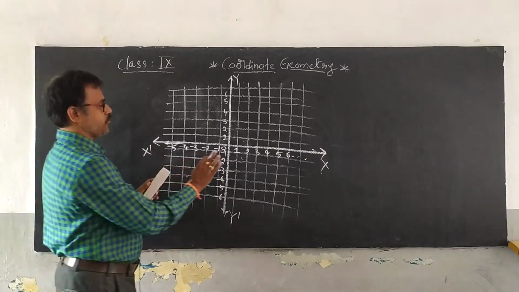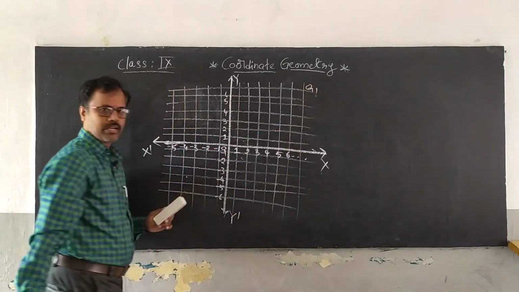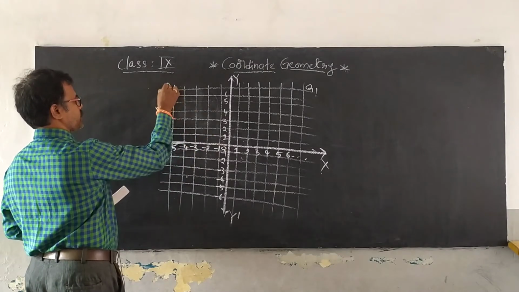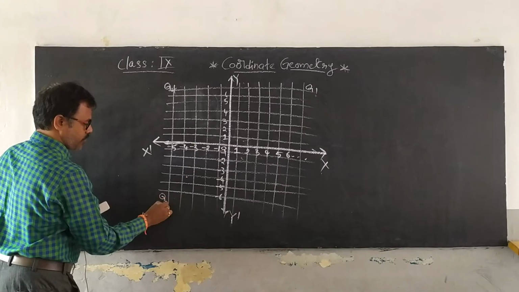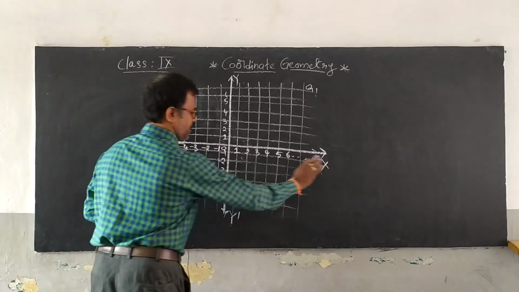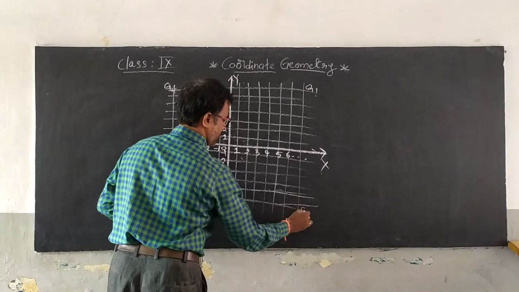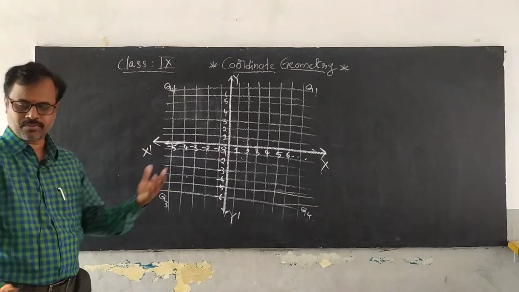The part containing both positives is called Q1, quadrant 1. The part containing x negative and y positive is quadrant 2. The part containing both negatives is quadrant 3. The part containing x positive and y negative is quadrant 4. You learned all these in the previous class.